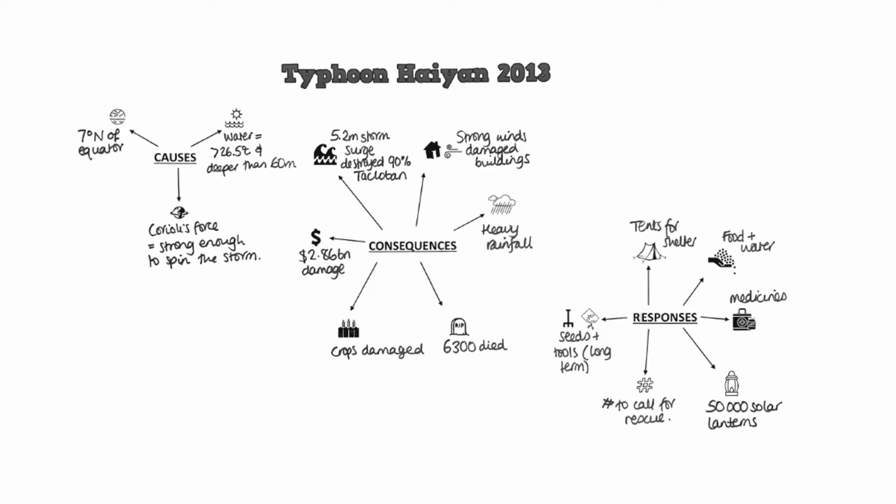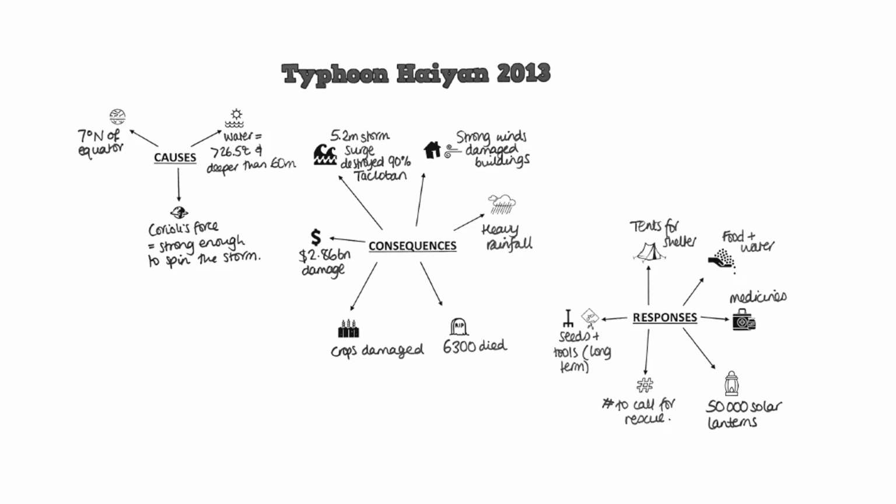Consequences, you had the 5.2 metre storm surge that destroyed 90% of the city of Tacloban. You had extremely strong winds that damaged the buildings and heavy rainfall. 6,300 people died, crops were damaged, £2.86 billion of damage in total.